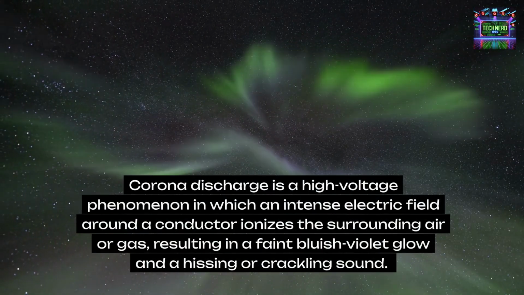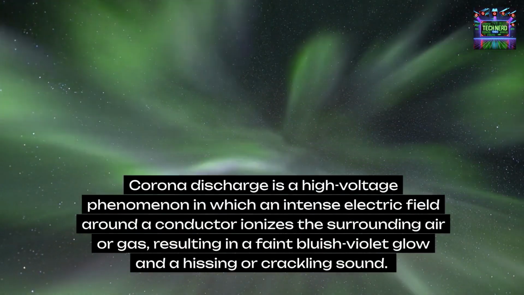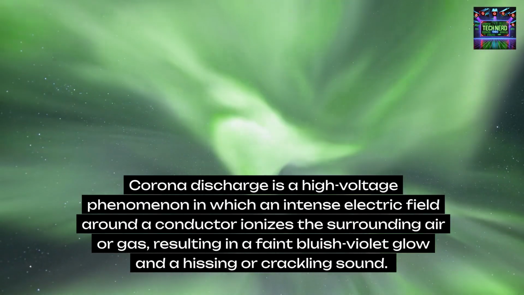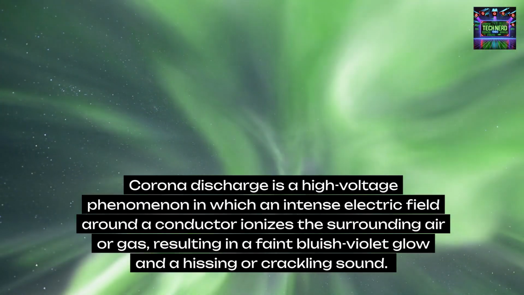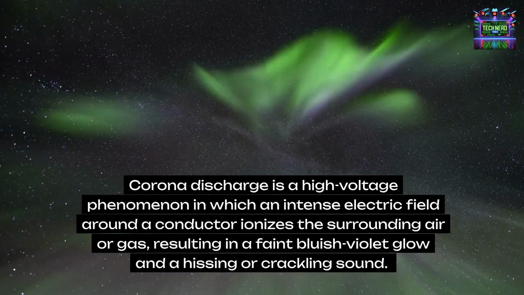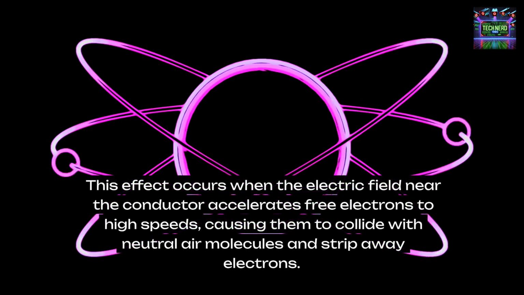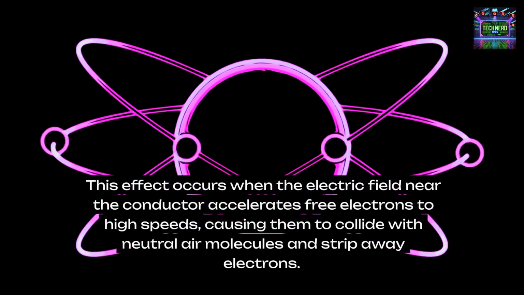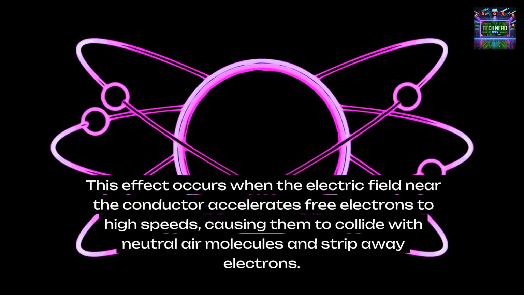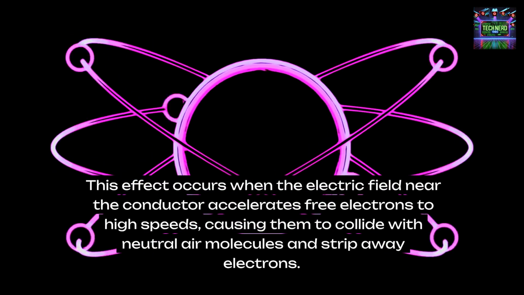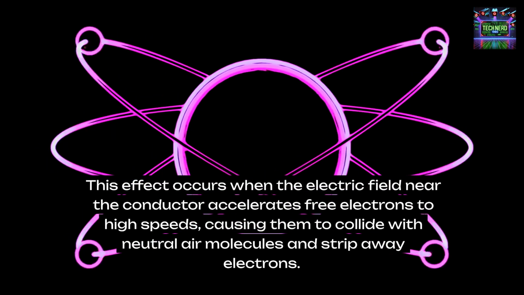Corona discharge is a high-voltage phenomenon in which an intense electric field around a conductor ionizes the surrounding air or gas, resulting in a faint bluish-violet glow and a hissing or crackling sound. This effect occurs when the electric field near the conductor accelerates free electrons to high speeds, causing them to collide with neutral air molecules and strip away electrons.